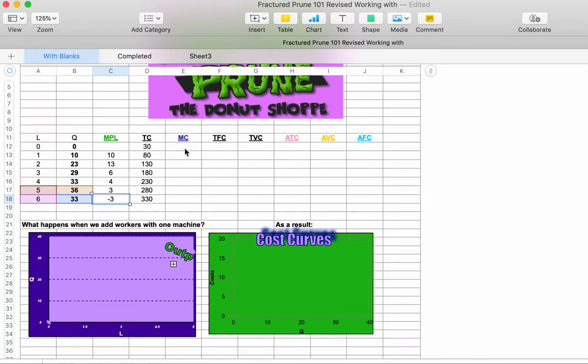My next variable I want to investigate is MC. Guess what MC stands for? Marginal cost. Marginal again means change, so nothing can be happening in the first cell because there hasn't been any change yet. Now, with all of these things over here, we are no longer concerned with this column. The labor column is only useful for the production function for the things we're doing.